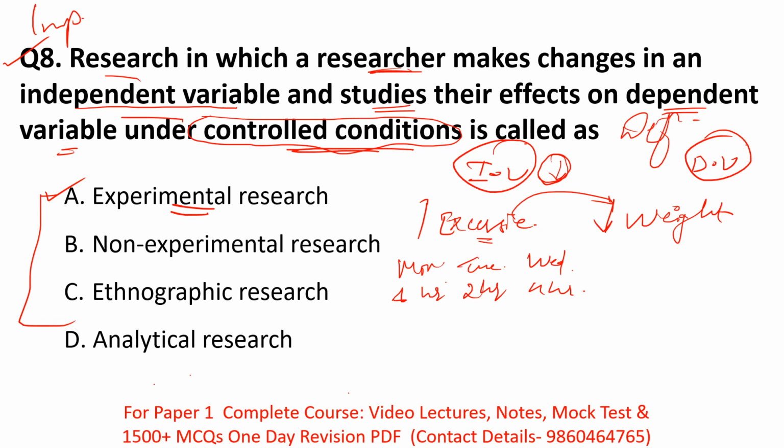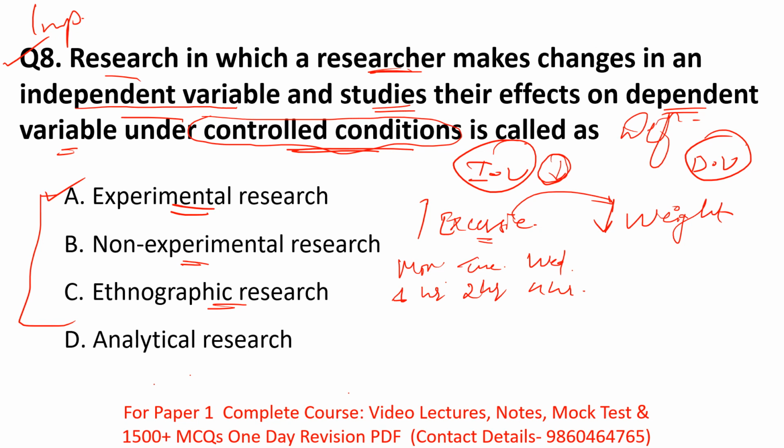Then we will see the other options which are incorrect. Non-experimental research means that you do not do proper experiments. Ethnographical research means you are doing research on behavior in that particular area. Ethnographical research is a qualitative type of research, where you are collecting data on a qualitative basis.